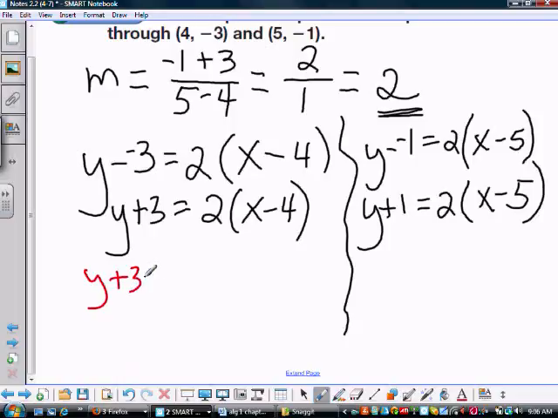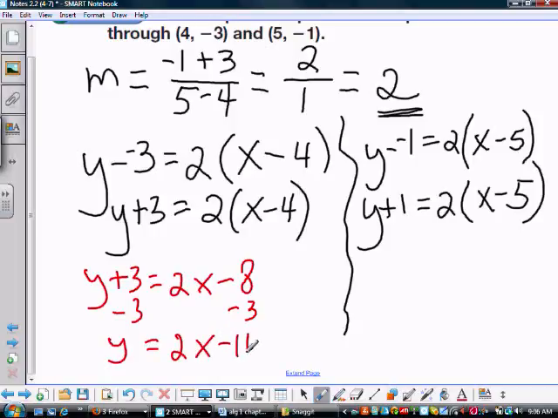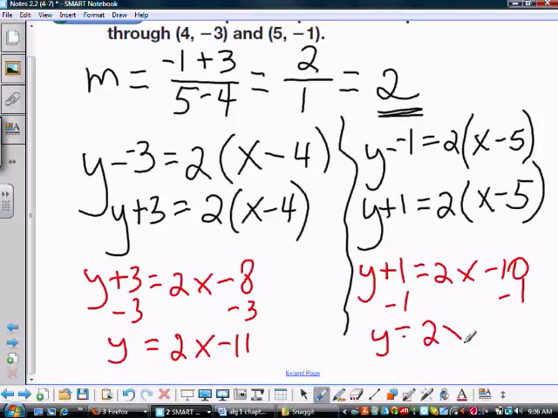y plus 3 equals 2x minus 8. Subtract 3 from both sides and get y equals 2x minus 11. Let's try writing this one in slope-intercept form. y plus 1 equals 2x minus 10. Subtract 1 from both sides, and y equals 2x minus 11. They are the same equation.